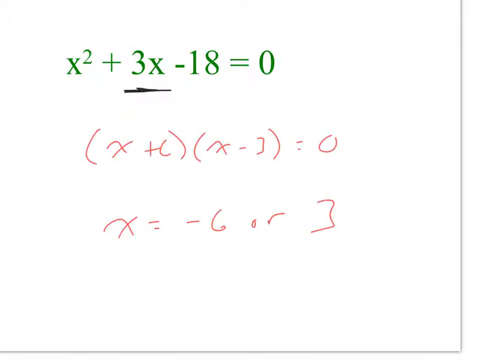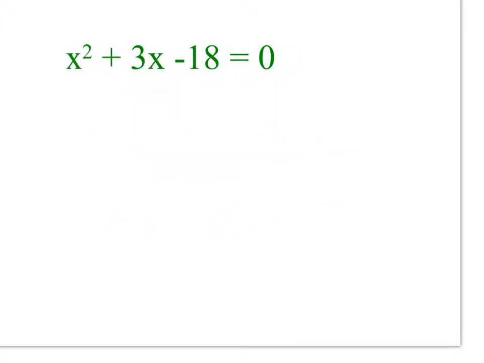Alrighty, you should have found when you factored it, you got (x plus 6) times (x minus 3) is equal to 0. Which means x is either negative 6 or positive 3. Just hold on to those answers. Let's see if we get the same answer when we solve it by completing the square. Okay, to complete the square, what is my first step? That is right. We're going to add the 18 to both sides.